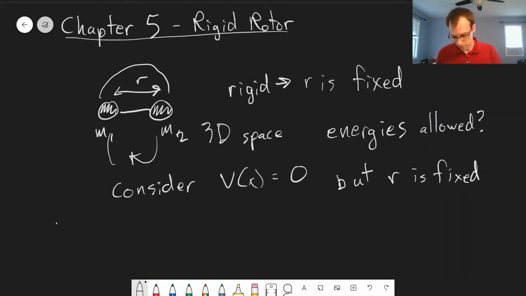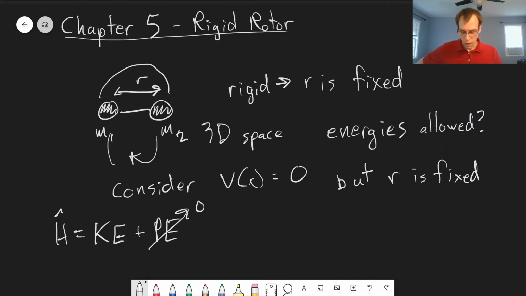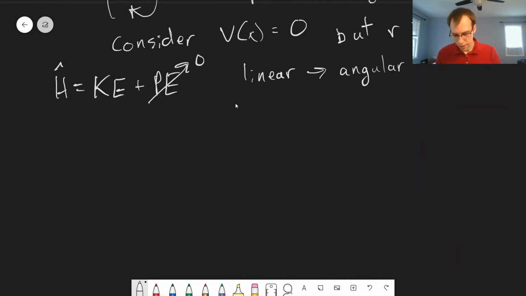And so for the Hamiltonian, if we want to solve this, we need the kinetic energy plus the potential energy, but we'll say that's 0. So the question is, how do we write the kinetic energy? Everything we've considered up to this point has been looking at linear systems, where we have something moving along a line. But now we're looking at an angular system, where it's not the distances that matter, but the angles at which things move. The angular momentum is going to matter. So when we're looking at angular systems, the starting place is comparing linear and angular systems.